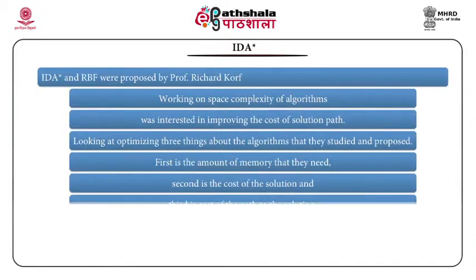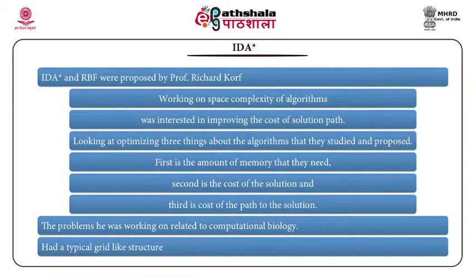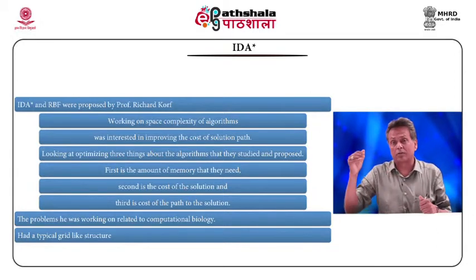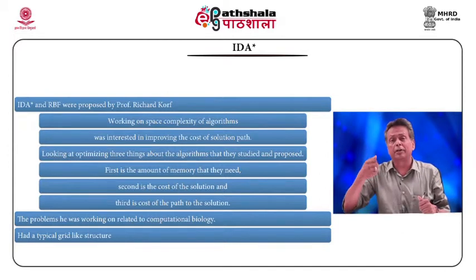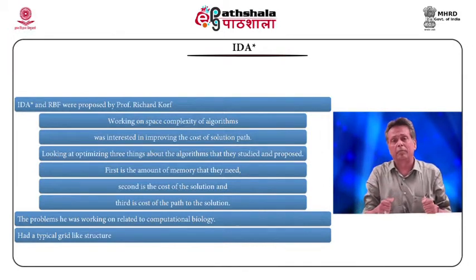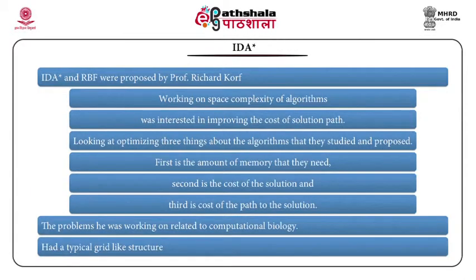We'll introduce IDA star and RBF in short first, and then we'll move to agents. Both IDA star and RBF were proposed by Richard Korf, a professor working on the space complexity of algorithms. He was interested in reducing the amount of memory used. He assumed that the amount of computing power needed may be more, but the memory should be less, and he devised these two algorithms. There are three things that he wanted to optimize: the amount of memory to be used, the cost of finding the solution itself, and the path to the solution itself.